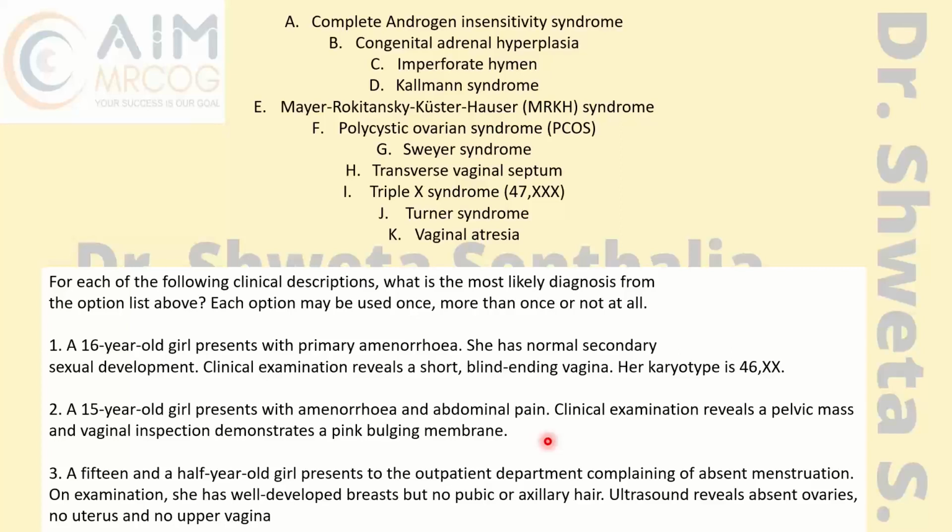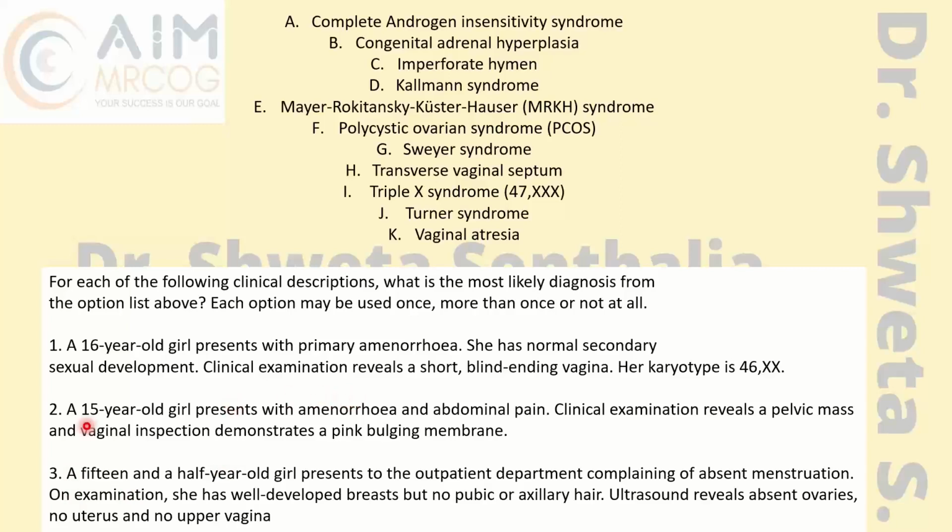Why do you think that? She has well-developed breasts but no pubic or axillary hair, and absent ovaries and no uterus. So it's androgen insensitivity syndrome with a male karyotype.